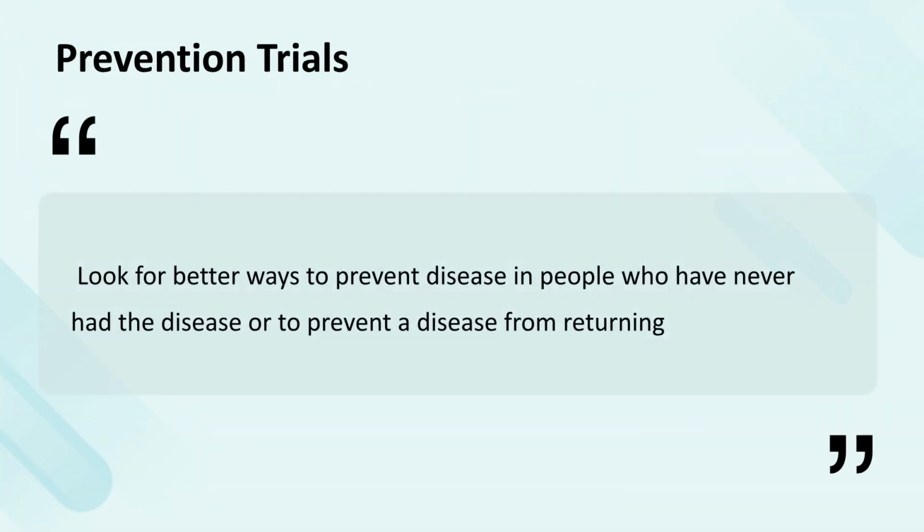Next are the prevention trials. These trials look for better ways to prevent disease in people who have never had the disease, or to prevent recurrence, meaning you want to prevent having a disease or prevent a recurrence of the disease. Methods include evaluating vaccines, lifestyle changes, vitamins, and minerals. The best example is the HPV vaccine to prevent cervical cancer in the future.